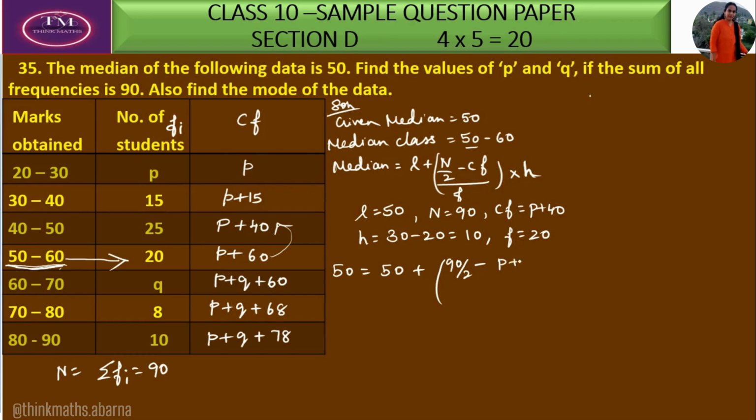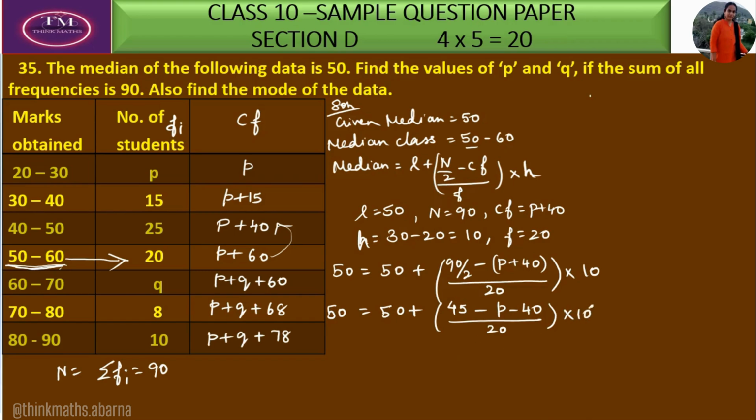CF is P plus 40, divided by frequency. So frequency is 20 into height. What is the class interval? It is 10. Now 50 is equal to this 50 plus (90 by 2, it is 45, minus P minus 40) divided by 20 into 10. So 1 tens are 10 and 2 tens are 20. So in the bracket we will have 45 minus 40, it is 5. So 5 minus P divided by 2.